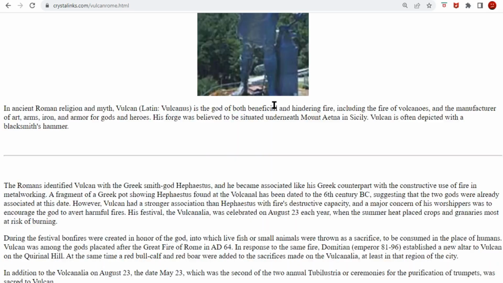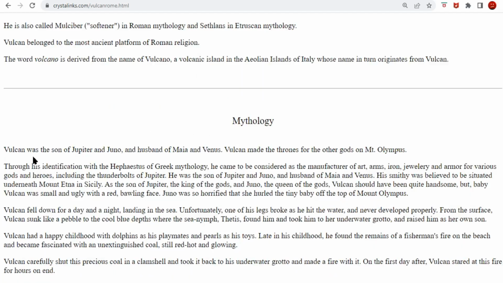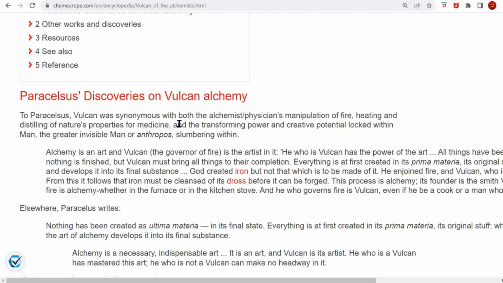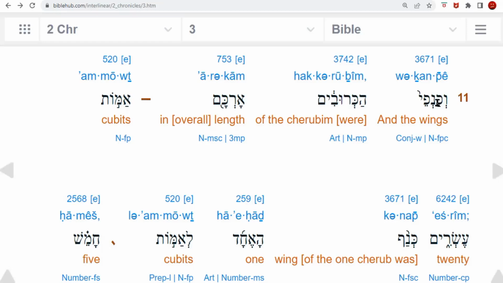The god of both beneficial and hindering fire, including the fire of volcanoes, the manufacture of art, arms, iron, armor for gods and heroes. Vulcan was the son of Jupiter and Juno, husband of Maia and Venus, and Vulcan made the thrones for the other gods on Mount Olympus. Vulcan was synonymous with both the alchemist's and physician's manipulation of fire, heating, and distilling of nature's properties for medicine.